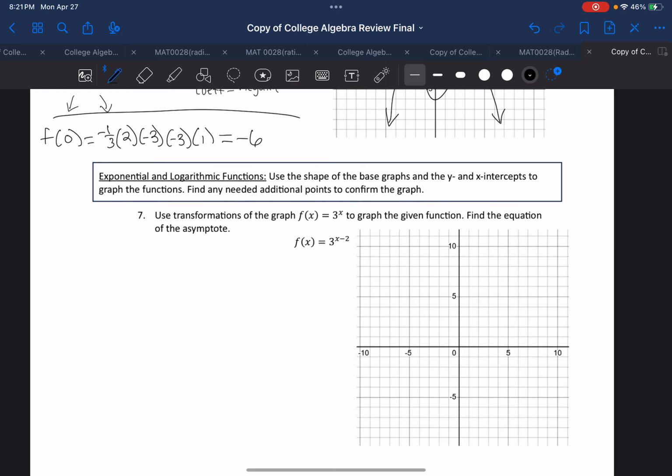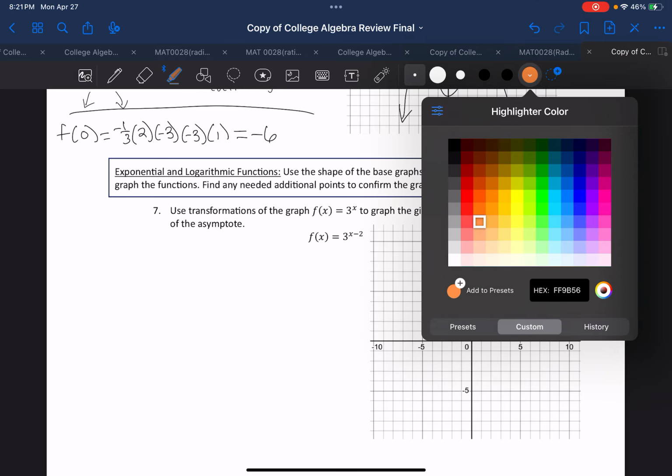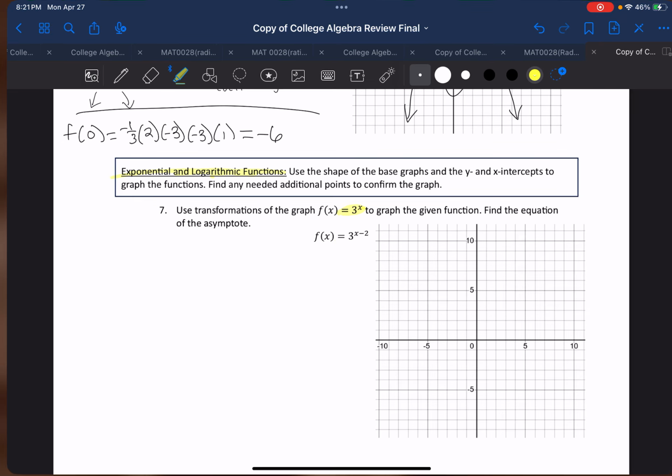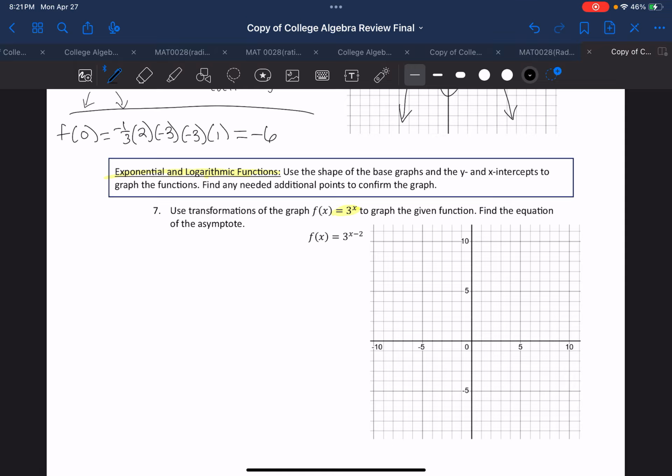Okay. So the next one is about exponential functions and logarithmic functions, but we're going to start with exponential. We just recently did this, so it should be pretty fresh in our memory. So it wants me to use transformations of the base graph 3 to the x to graph the given function. So that's my base graph.